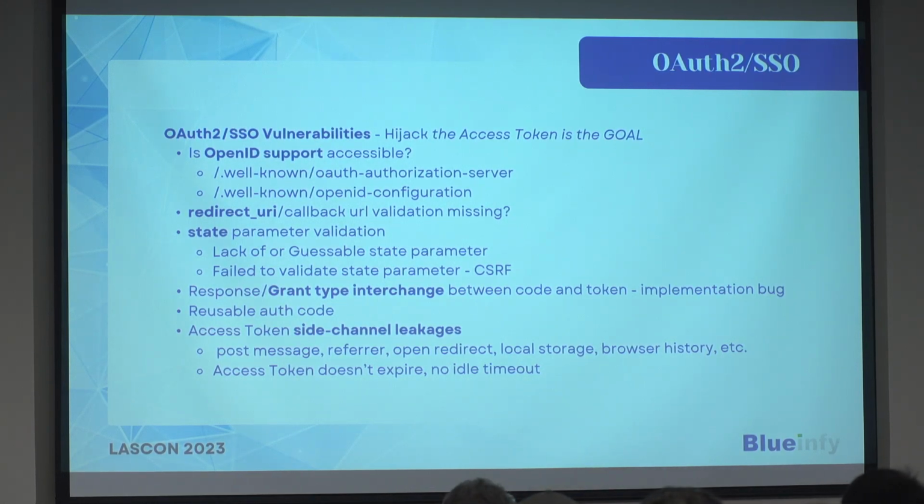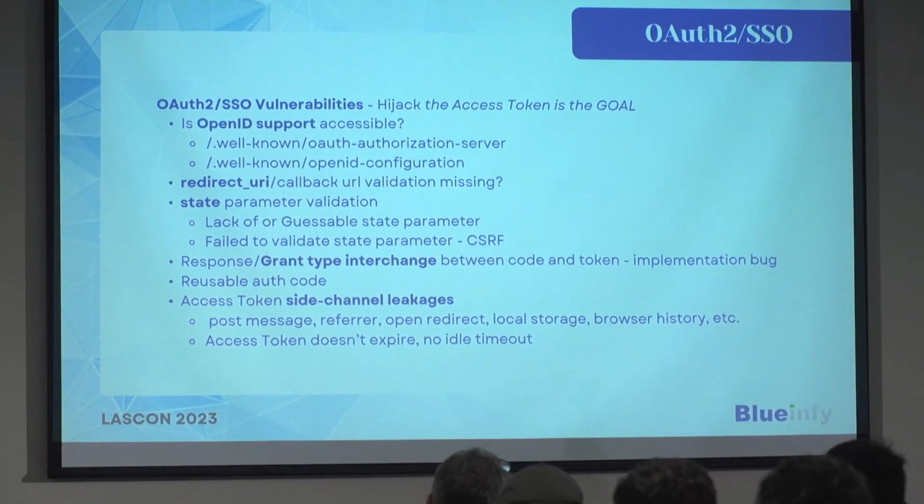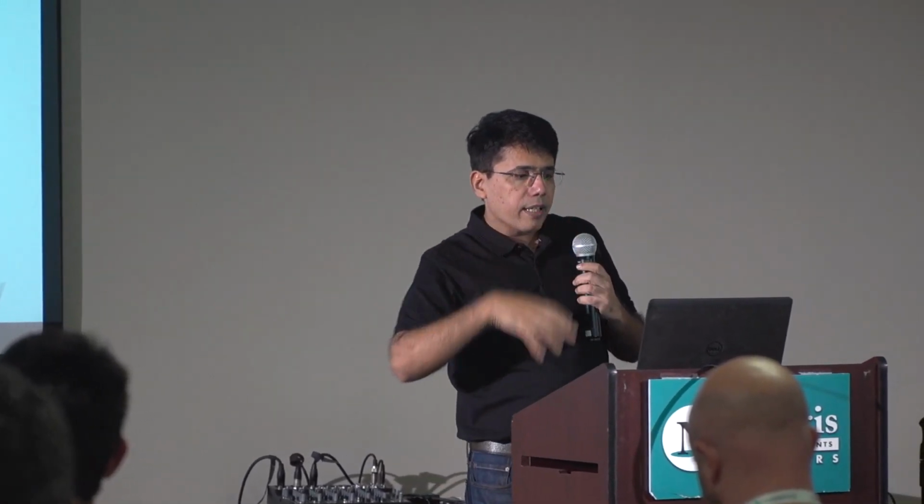And there is grant type interchange. Basically, code and token are two types, and it is configurable. So the attacker can modify from code to token. And if the implementation doesn't handle this, it can reveal the entire token to the attacker.